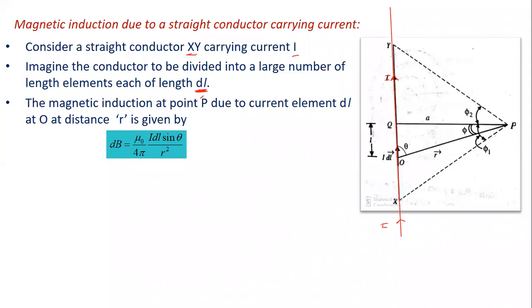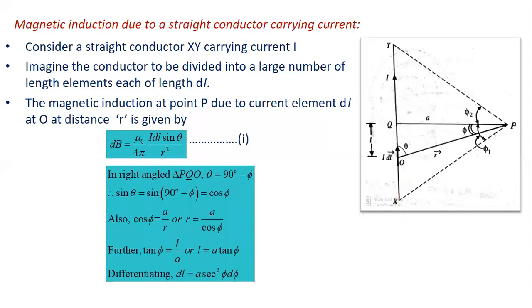Here dl is the length element which is present at point O. You can see the length element is at point O and the magnetic induction is at point P due to this length element. The distance of P from the element is r, as you can see in the diagram. It is given by the Biot-Savart law formula: mu 0 by 4 pi I dl sine theta by r square. This is equation number 1.